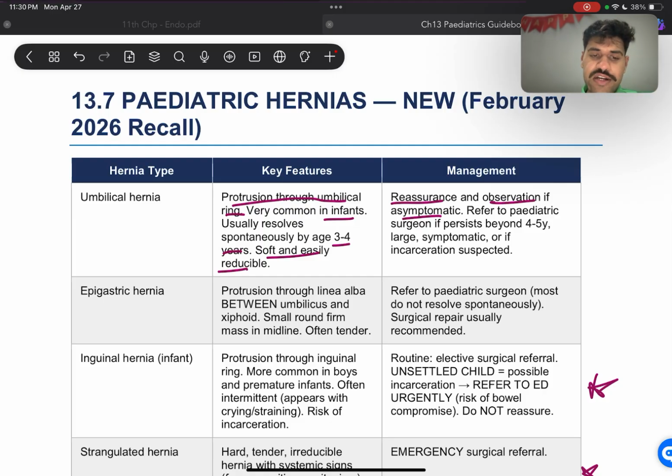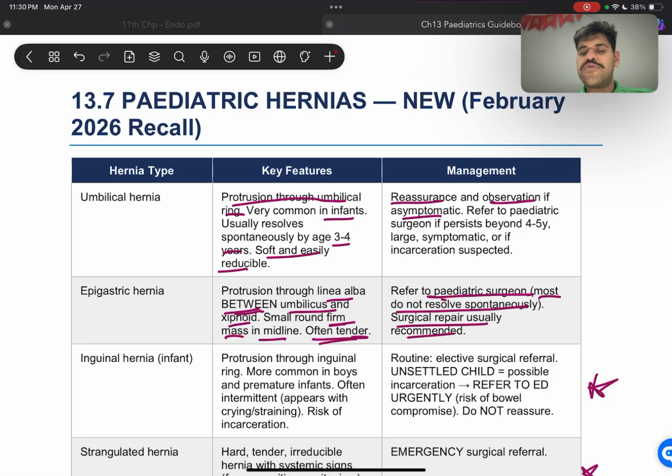Now, epigastric hernia, it is the protrusion through the linea alba between the umbilicus and the xiphoid process. So if the umbilical hernia is here, the epigastric hernia is going to be more superior to it because it's between the umbilicus and the xiphoid process. It has a small, round, firm mass in the midline, and it is usually tender. For this, we refer to pediatric surgeon because most do not resolve spontaneously, and surgical repair is usually recommended.